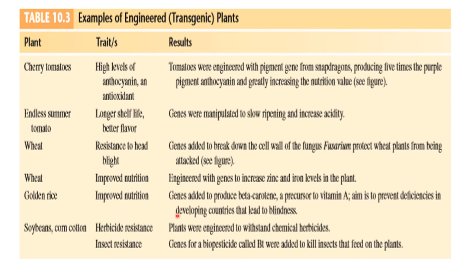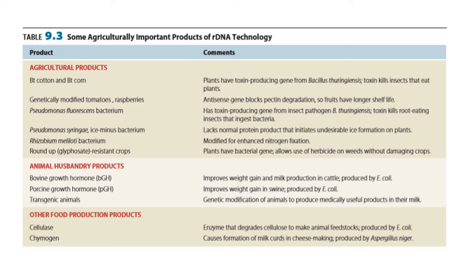Soybean, corn, cotton, herbicide resistance plants, engineered to withstand chemical herbicides, and insect resistance plants, gene for biopesticides called the BT, were added to kill insects that feed on the plants.